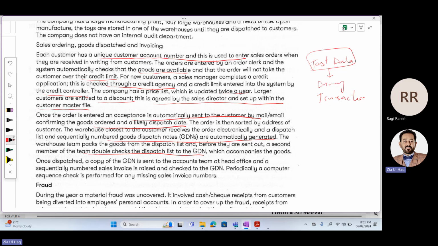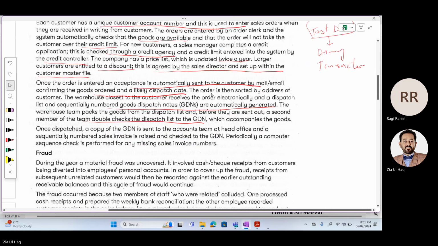Once dispatched, a copy of the GDN is sent to the accounts team at head office and a sequentially numbered sales invoice is raised and checked to the GDN. Means they are comparing the GDN to the invoice. What is the rest of the control? Select a sample of invoices. Take evidence they are compared with the GDNs by reconciling with GDNs. This is to ensure invoices are raised against goods dispatched.